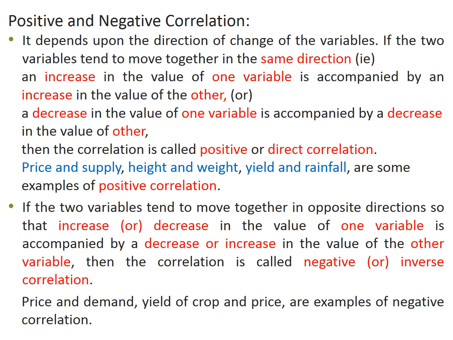For example, price and supply, height and weight, yield and rainfall are some examples of positive correlation. If the two variables tend to move together in the opposite direction, so that increase or decrease in the value of one variable is accompanied by decrease or increase in the value of other variable, then the correlation is called negative or inverse correlation. For example, price and demand, yield of a crop and price are examples of negative correlation.